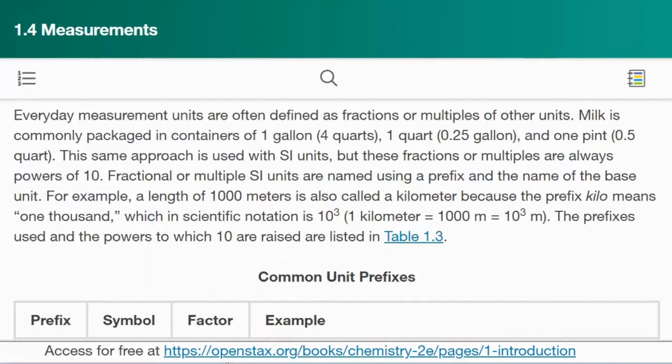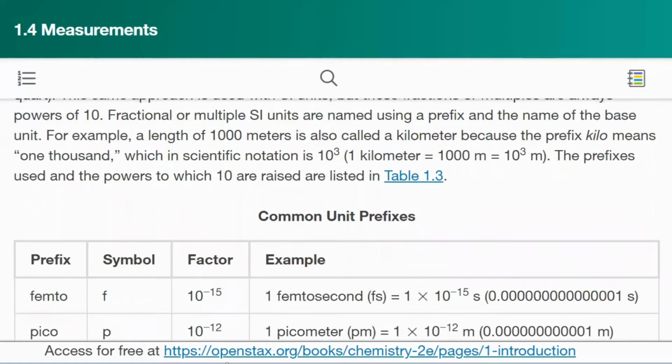For example, a length of 1,000 meters is called a kilometer because the prefix kilo means 1,000, which in scientific notation is 10 to the third. 1 kilometer equals 1,000 meters, or 10 to the third meters. The prefixes used and the powers to which 10 are raised are listed in table 1.3.